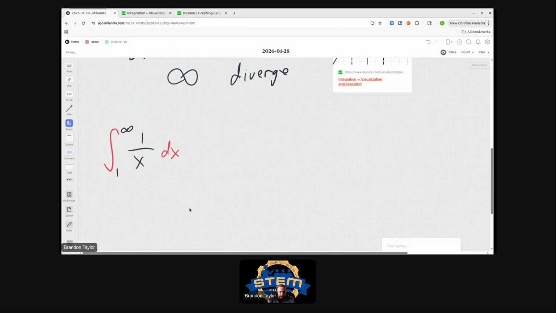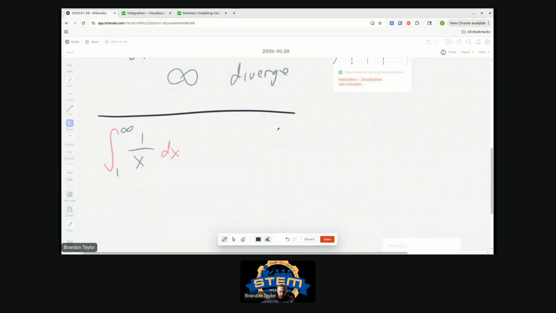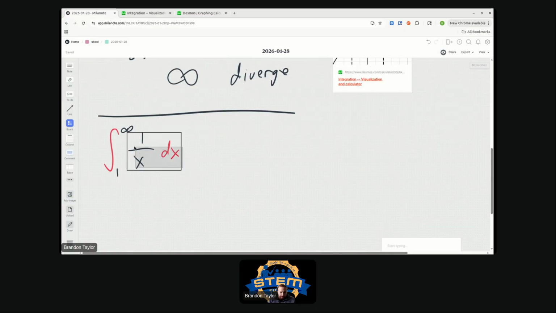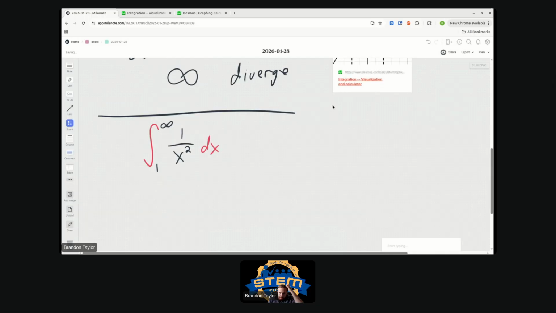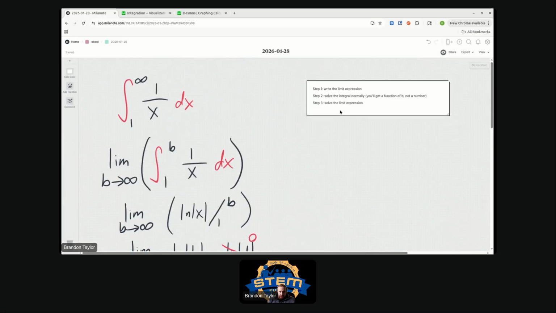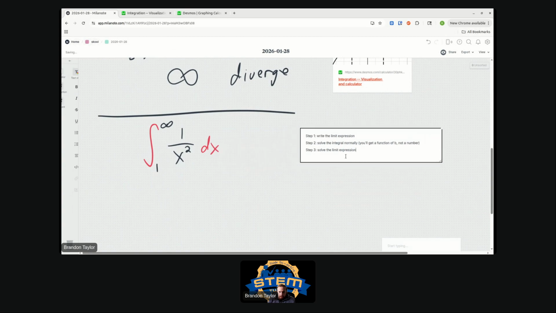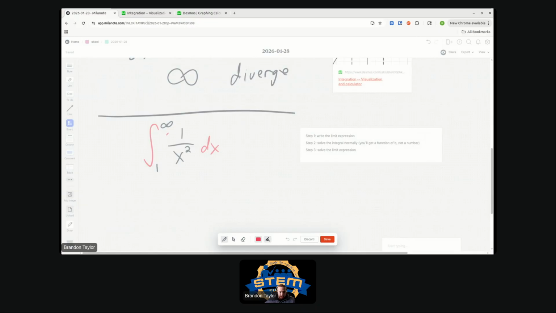Let's do another one. So let's take a look at this one. And again, it's the same 3 steps, really. Well, let me change the function. So let's say instead of 1 over x, let's do 1 over x squared. And then it's the same function, basically. So how do we do this? Again, step 1, write the limit expression. Instead of leaving the infinity there, we'll do limit as b goes to infinity of integral from 1 to b, 1 over x squared dx. So that's step 1, done.